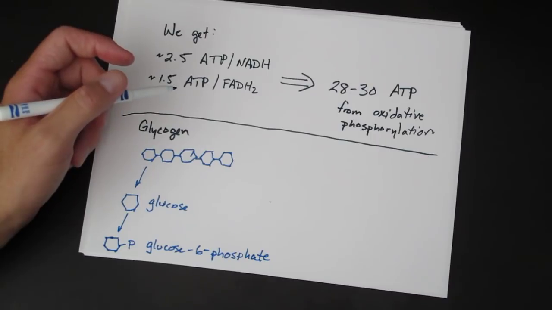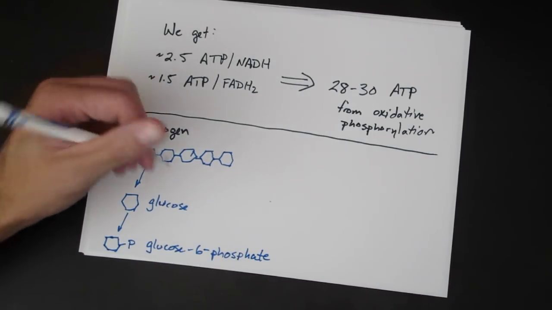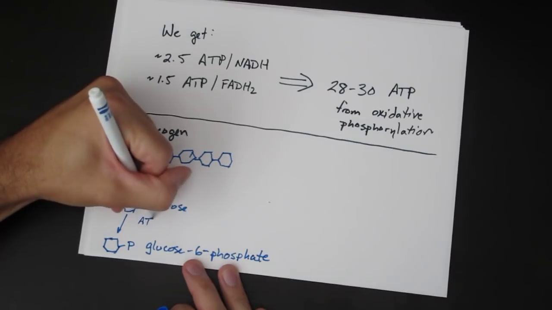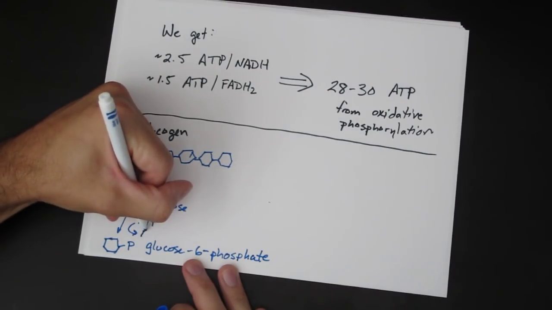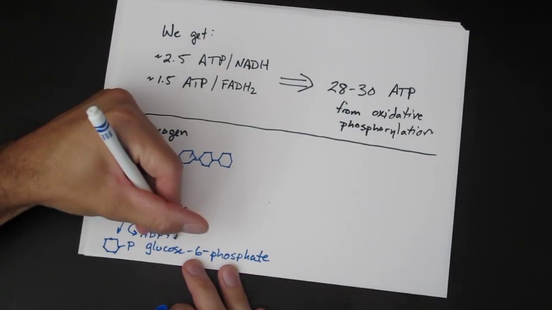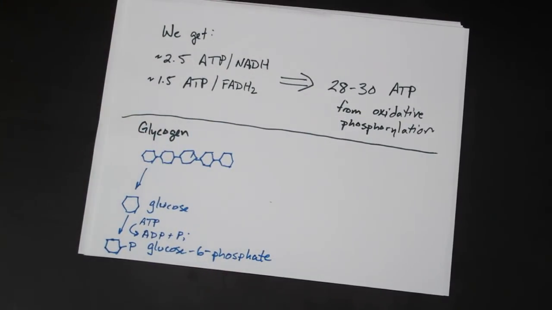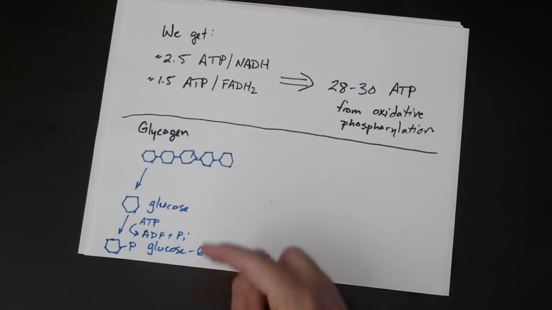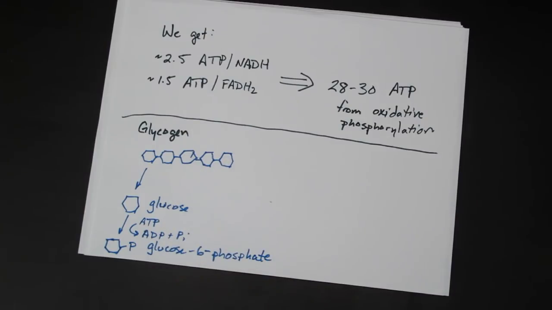Where do you think that phosphate comes from? It comes from ATP. So we're using an ATP in the first step of glycolysis to make glucose 6-phosphate. Remember we mentioned that there are some ATP being used. This is one of them. So the first step of glycolysis, the conversion of glucose to glucose 6-phosphate, is an ATP consuming step. Well, if we do this enough, that ATP adds up.